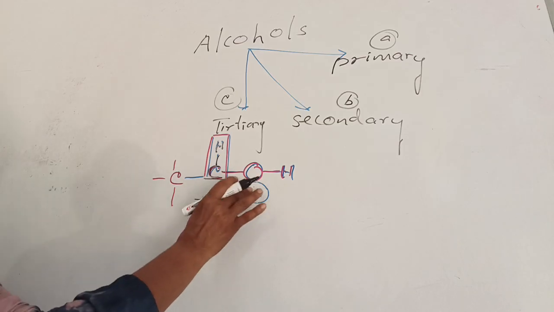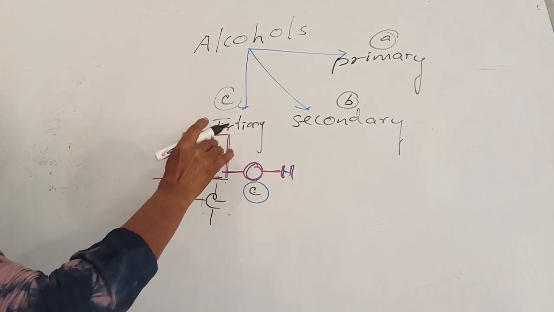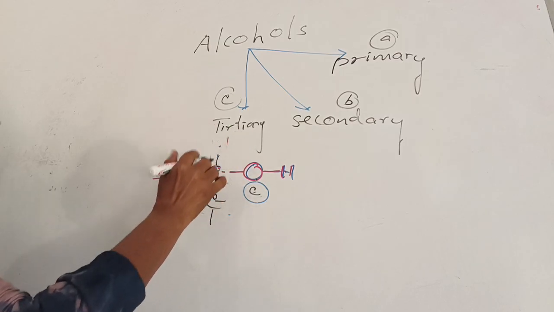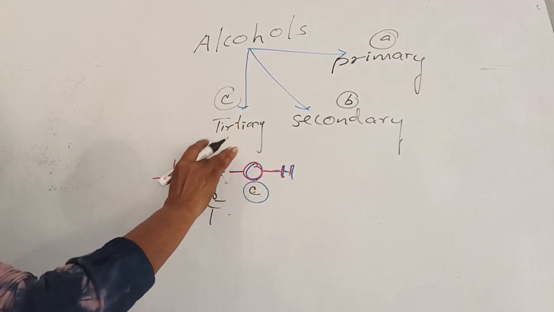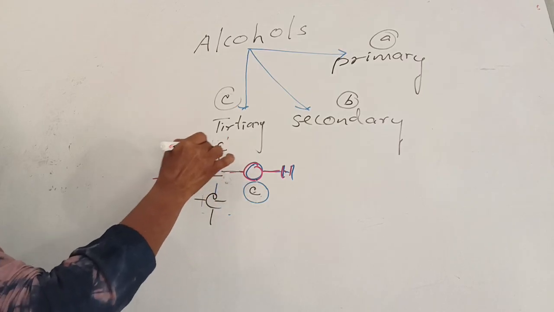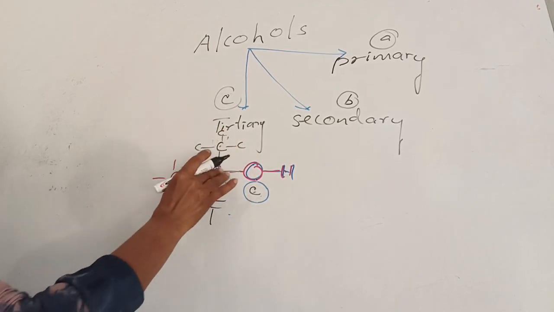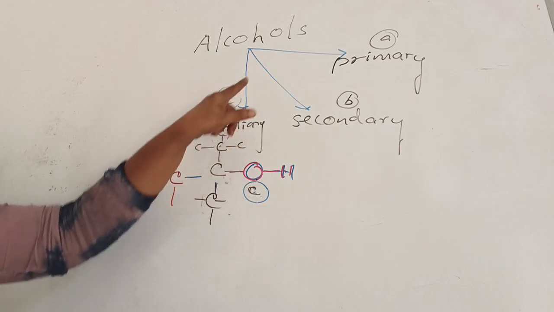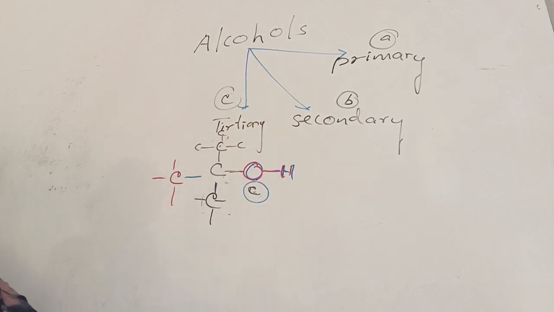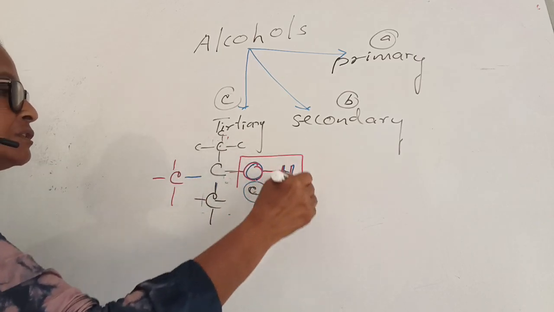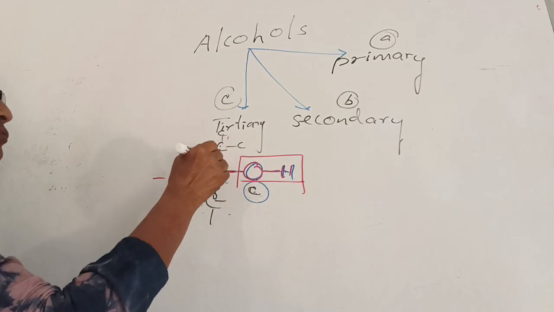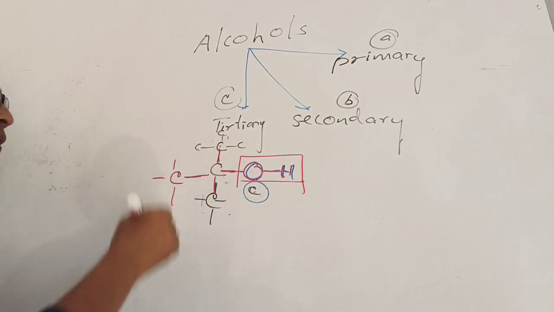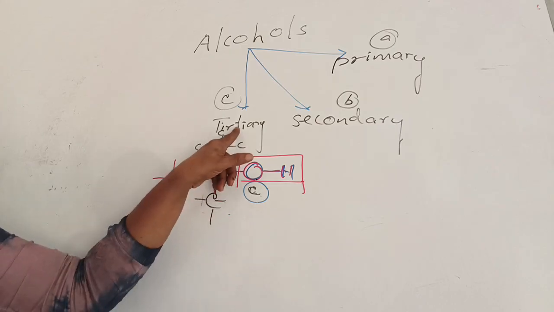Our tertiary alcohols, the C category, have no hydrogens directly attached to the carbon atom which is already attached to OH. It is attached only to carbon atoms, and no hydrogen atoms. This type is the C type, which becomes a tertiary alcohol. So primary, secondary and tertiary alcohols vary depending on the OH-attached carbon. If it is attached to two hydrogens, primary; one hydrogen, secondary; no hydrogen, tertiary.